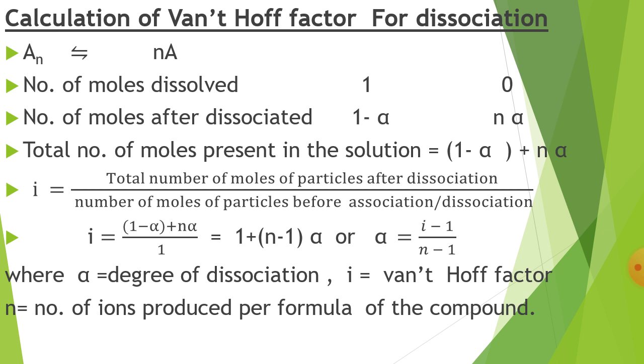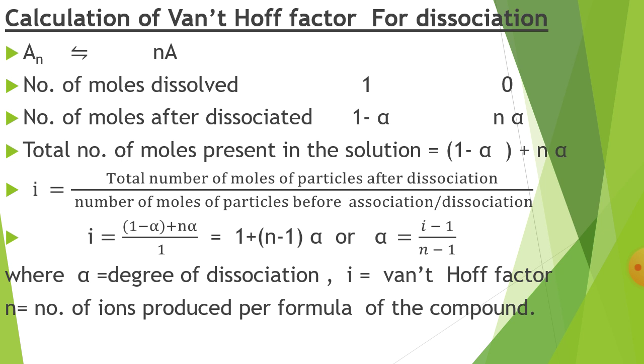So 1 minus alpha, and in the solution, if n is the number of particles given by A, then for alpha molecules of A dissociated we get n alpha. So the total number of moles present in the solution at equilibrium is equal to 1 minus alpha plus n alpha.